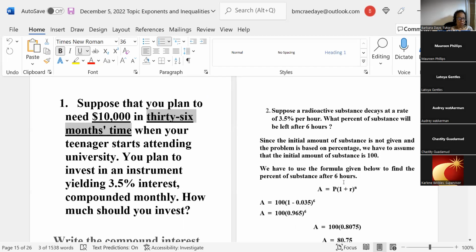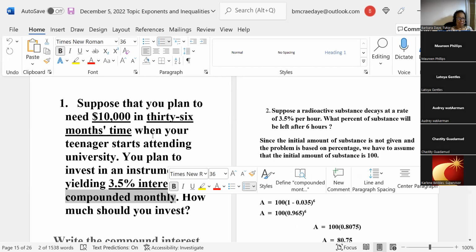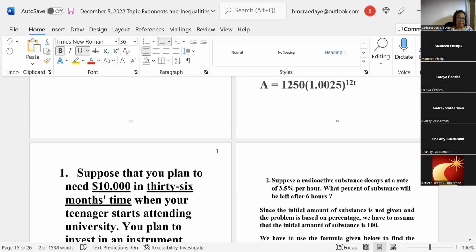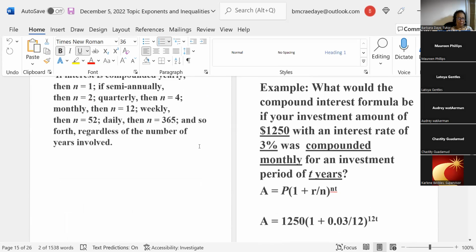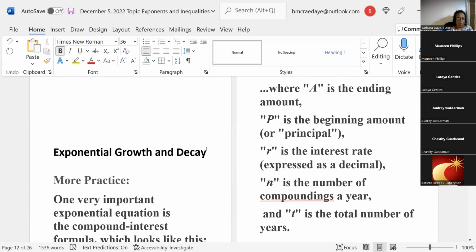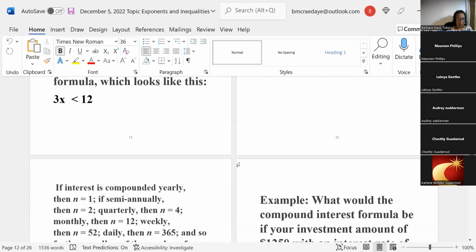Your interest is 3.5%. So there's your rate. And you're compounding monthly. So how many months in a year? 12 months. Now let's copy the formula. Go back up here, copy the formula. There we go. And I want you to substitute in the formula.